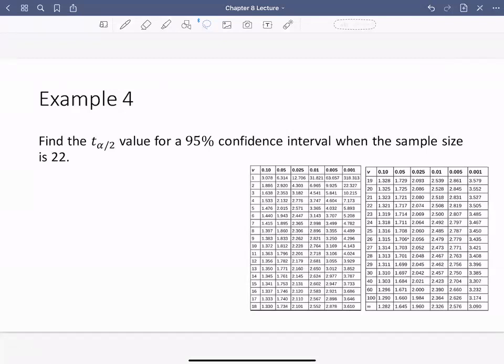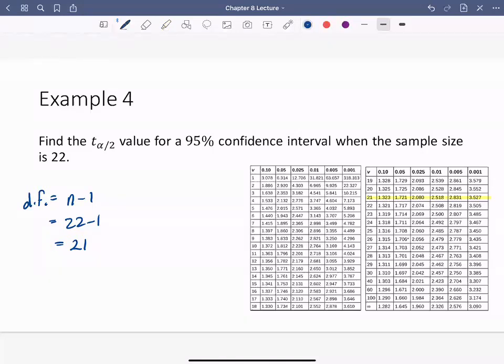Here's example 4. Find your t sub alpha over 2 value for a 95% confidence interval when the sample size is 22. So first off, you have to determine what your degrees of freedom is. Your degrees of freedom is n minus 1, which in our case is 22 minus 1, which is 21. So we know that we are looking at 21, which is over here. This is the row that we are looking at.